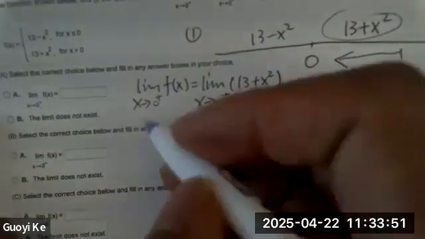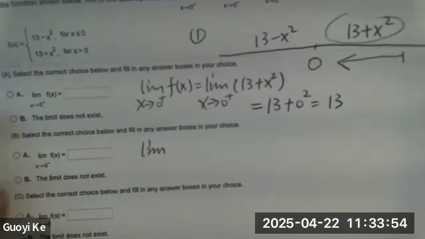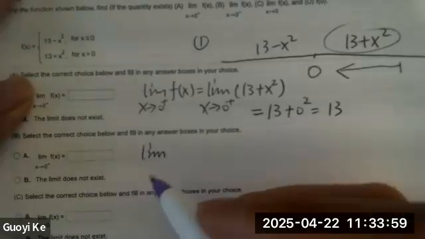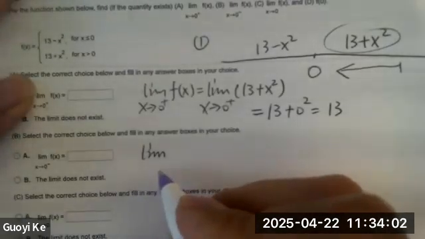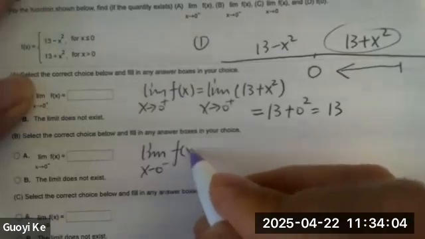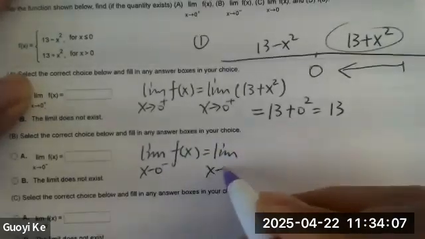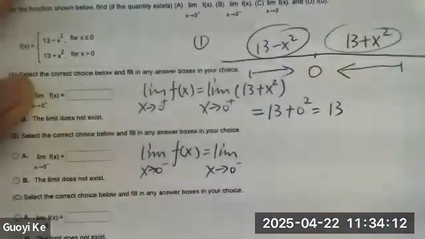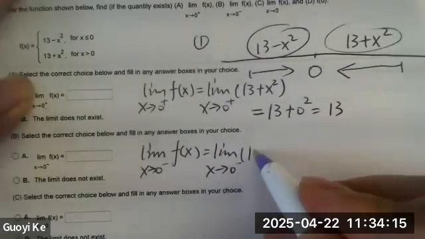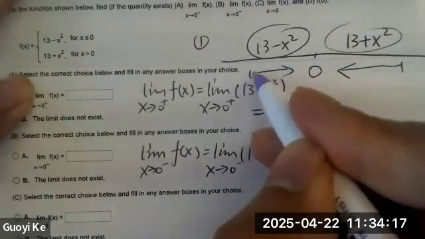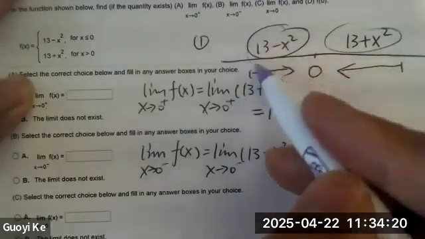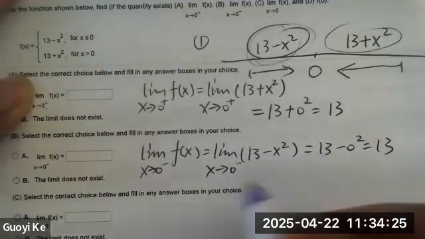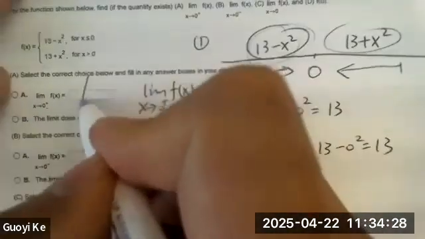And similarly for the left-hand side limit. X approaches 0 from the left-hand side, and we have 13 minus x squared. X approaches 0 from the left-hand side, corresponding to the function 13 minus x squared. So the answer here is 13, and here is 13.